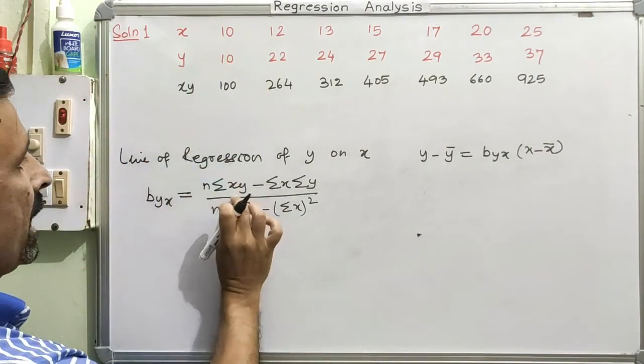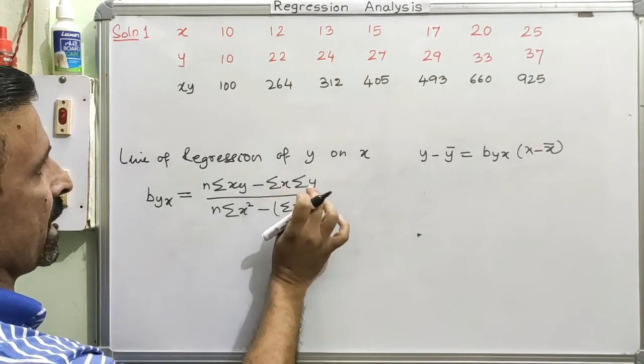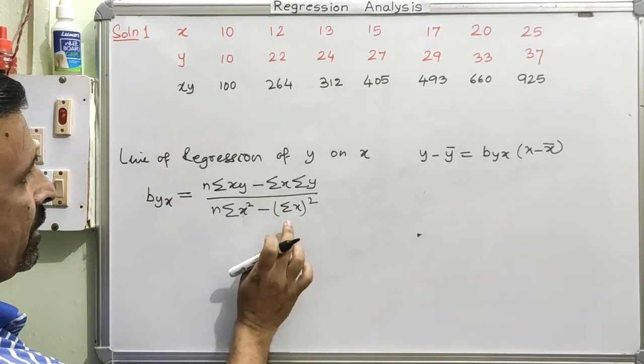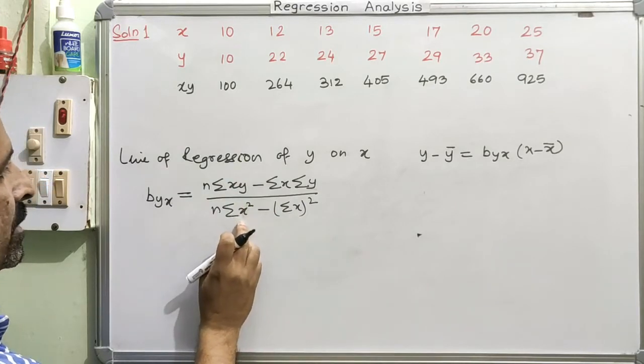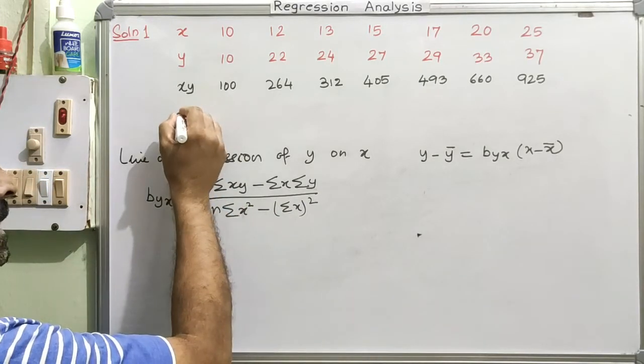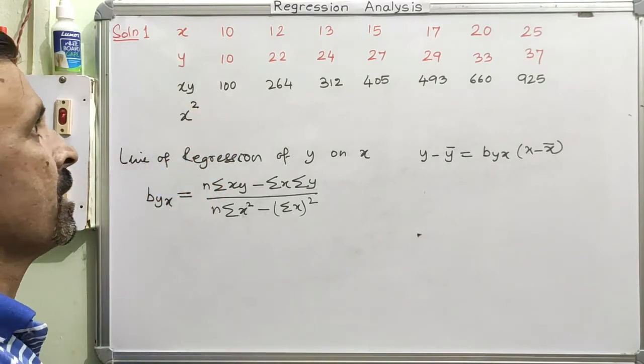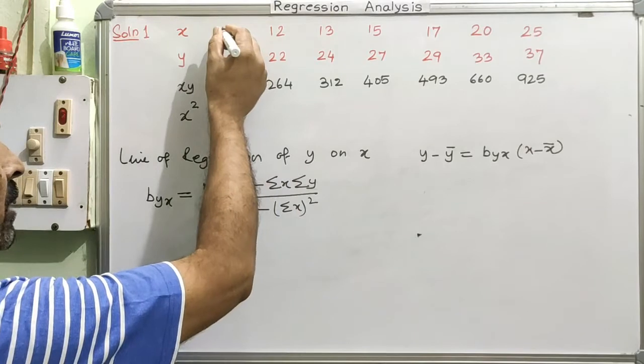Now from this table I will be able to get this, this, and also this. Now this also is already there. Only this part is missing. That means we need the sum of all the x square, so I need another row, the x square column. Clear?